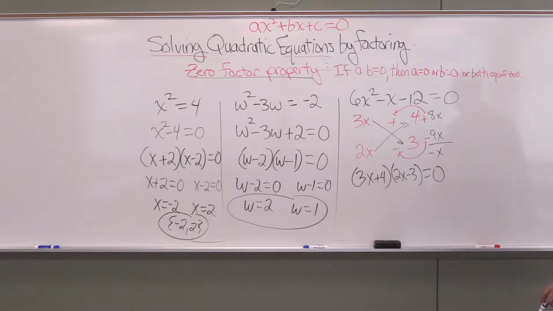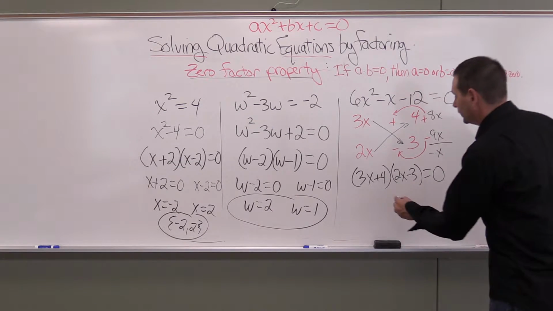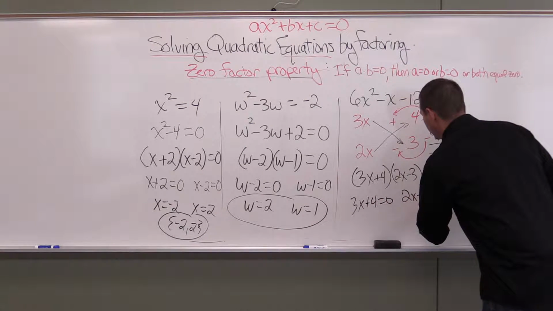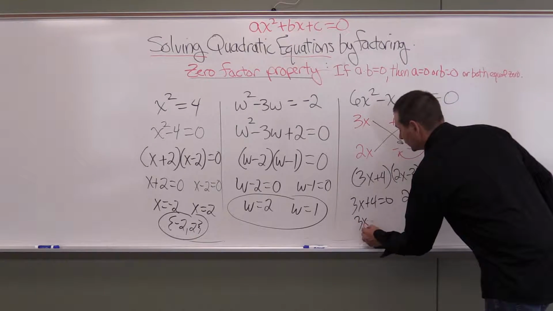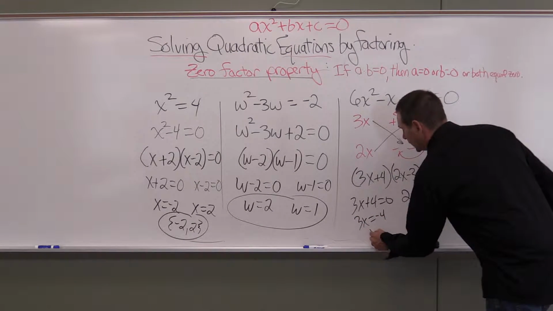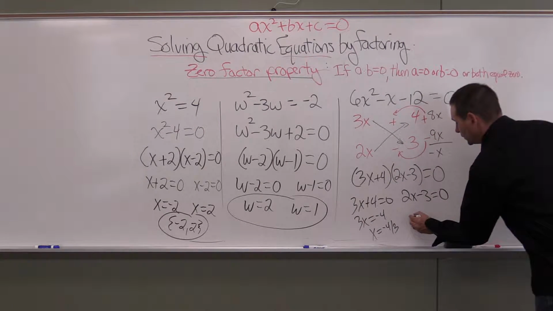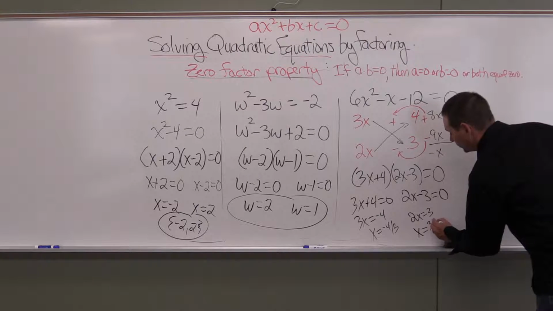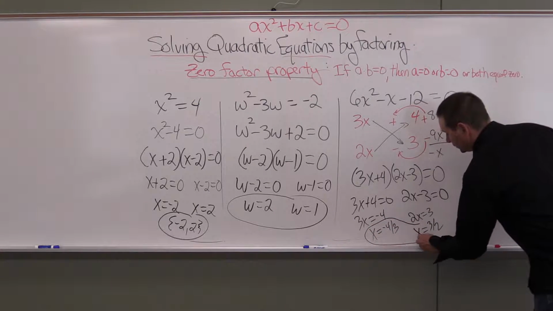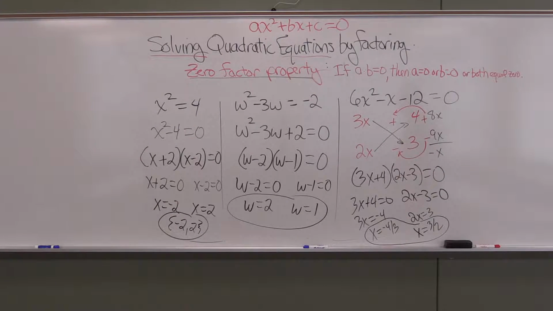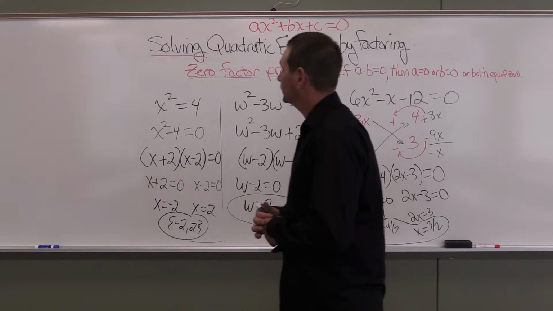Now I write those factors, set them equal to 0, and then take each factor, set it equal to 0, and solve for the variable in the factor. So 3x should equal negative 4, and then I get x equals negative 4/3 by dividing by 3 on both sides. This one I should get 2x equals 3, and then x equals 3/2. There's my two answers: negative 4/3 and 3/2 are the two answers that'll work for that equation. And that's how you solve by factoring.